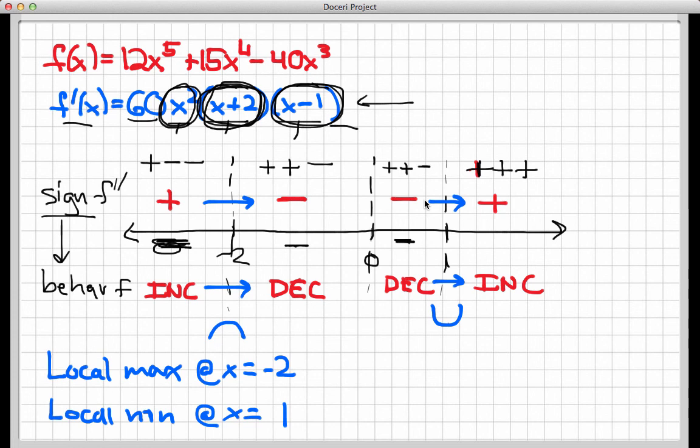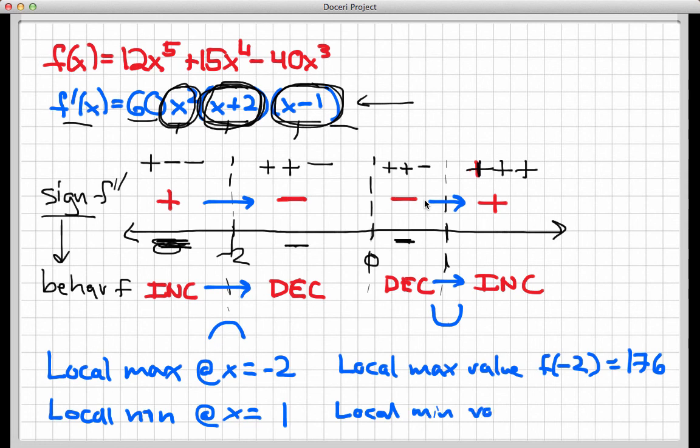Now, what are the values themselves? Well, the local maximum value is what I get when I put that negative 2 into f to find the height value. So the local maximum value is f of negative 2, and you can do the calculation on that yourself and get 176 as its local maximum value. And likewise, the local minimum value for f occurs at x equals 1, and the value itself is f of 1, which you can work out to be negative 13.